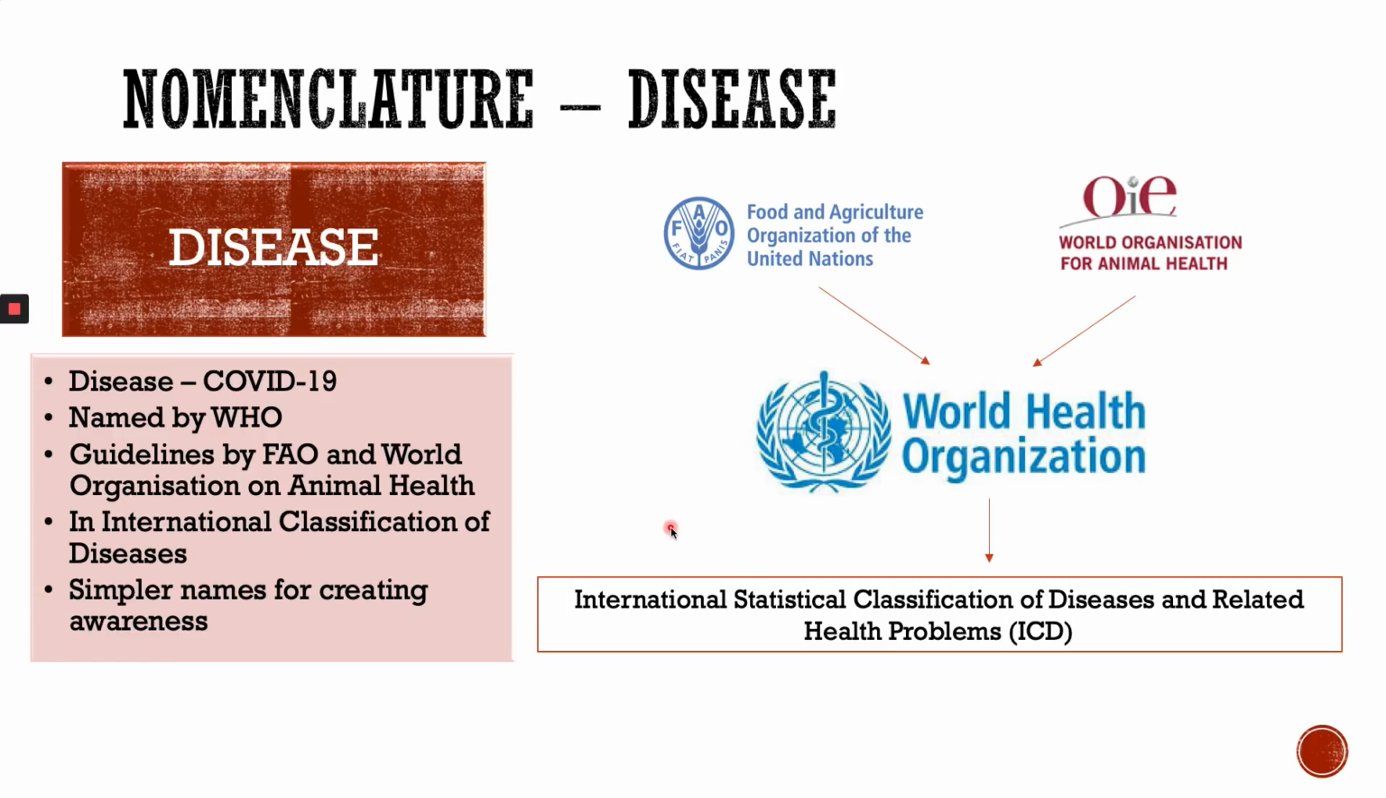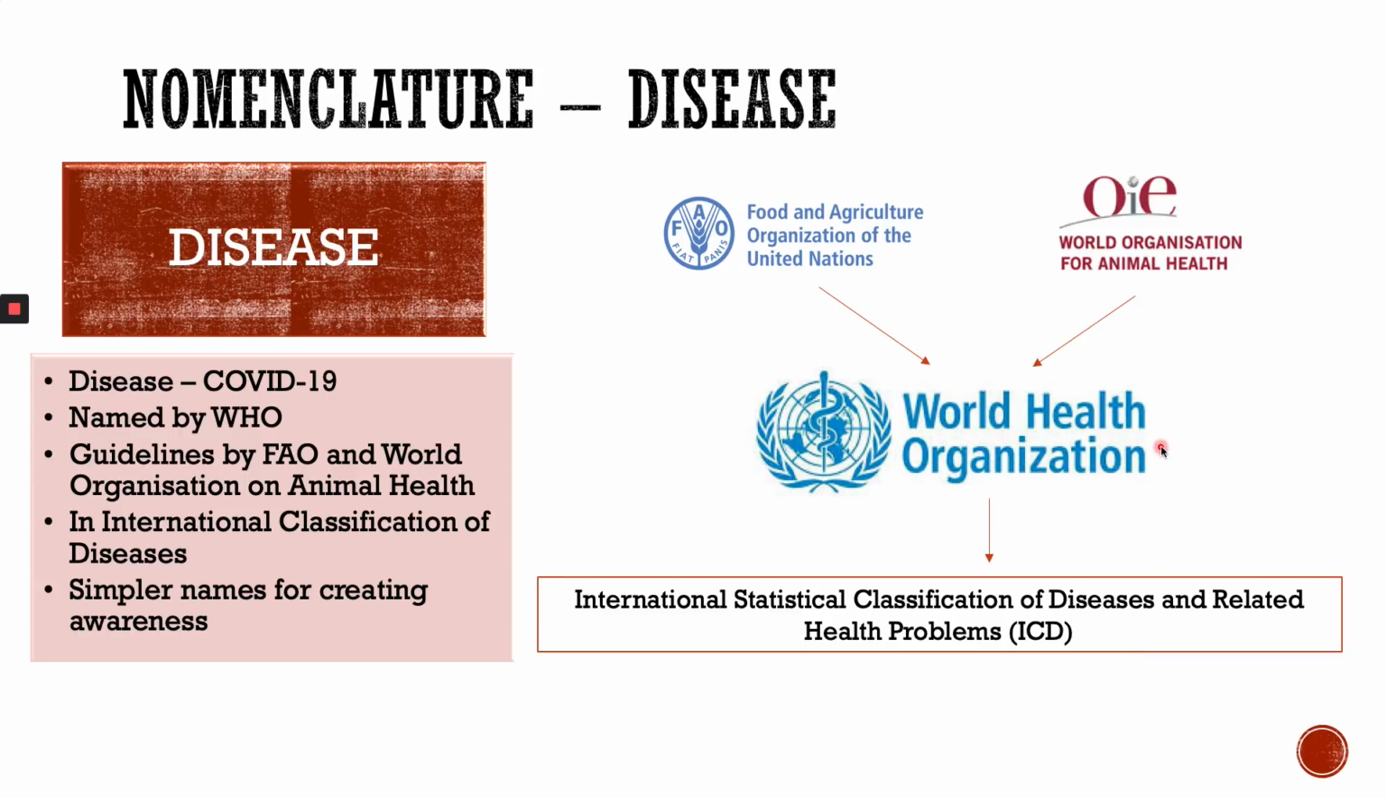And the guidelines for these are mentioned in the International Statistical Classification of Diseases and Related Health Problems. Now, this document is also more commonly called the ICD, the International Classification of Diseases. This document is like a global census of diseases, where all possible diseases known to humanity are listed here. So the WHO conforms to the guidelines, names the disease, and the disease is then listed back into this document. This is how a disease is named.